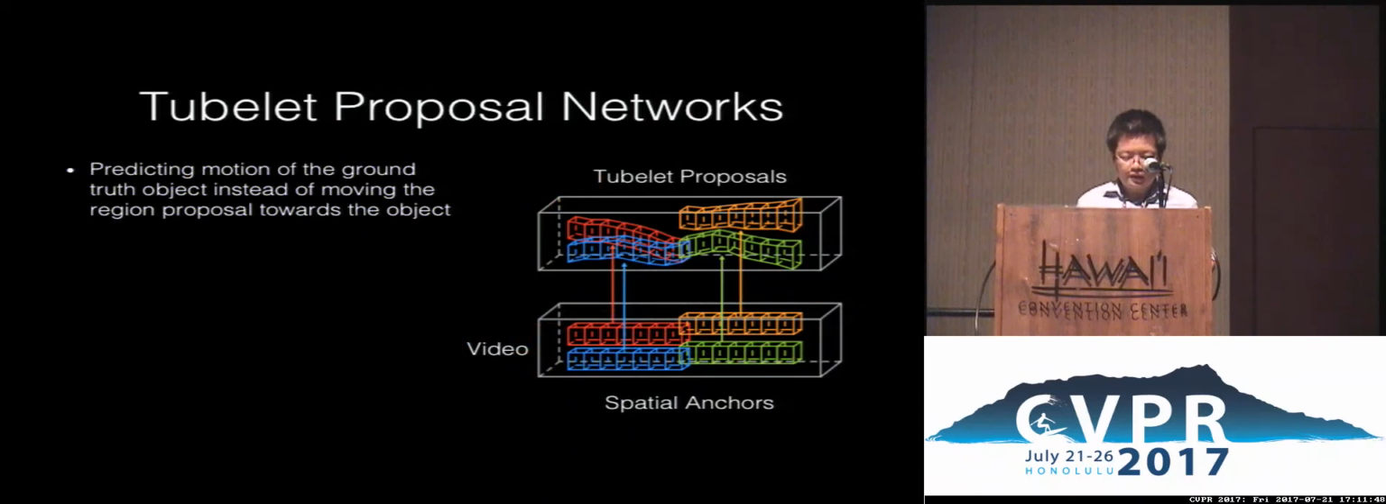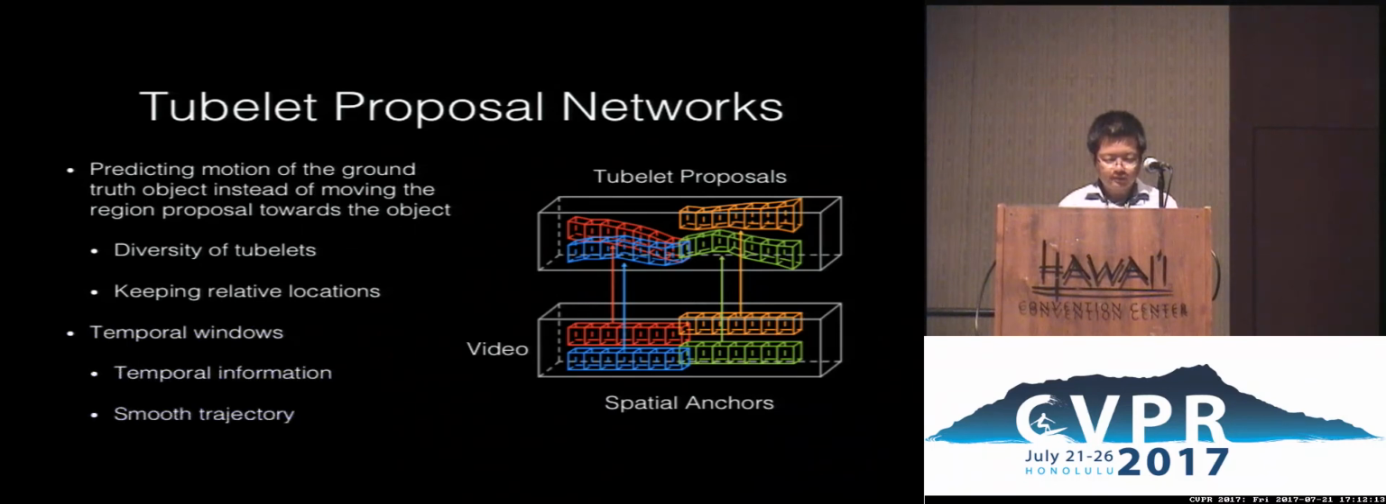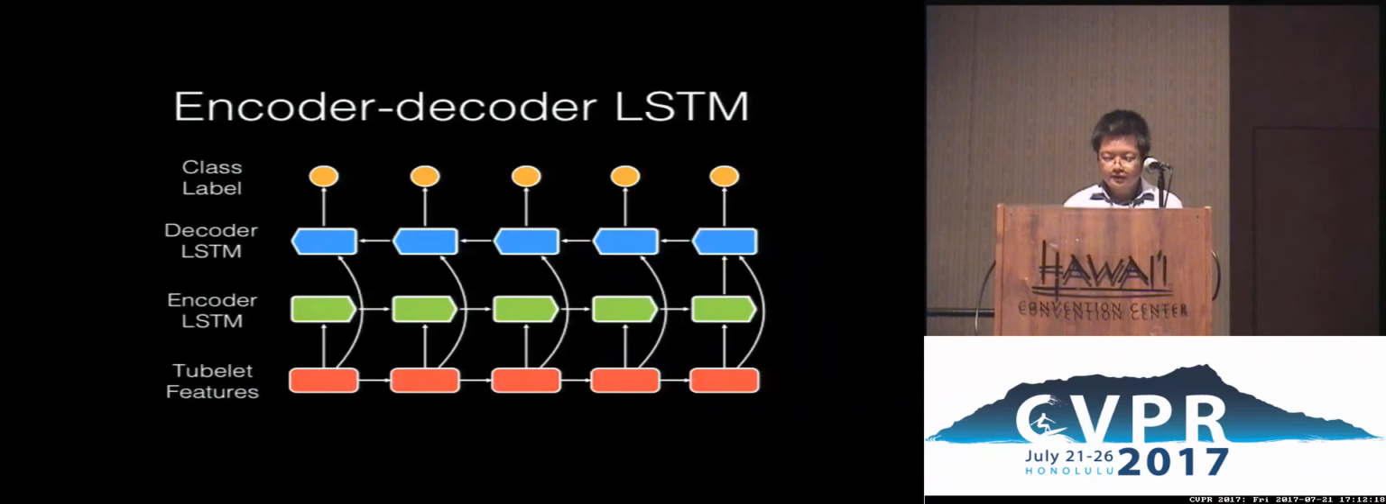And so we actually predict the motion of the ground truth object instead of moving the region proposal towards the object, in order to increase the diversity of the tubelets. And we also have multiple region proposals. We try to keep their relative locations, and for temporal windows, we try to make use of temporal information to generate smooth trajectories.